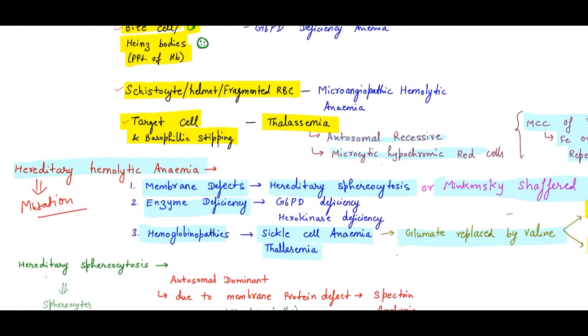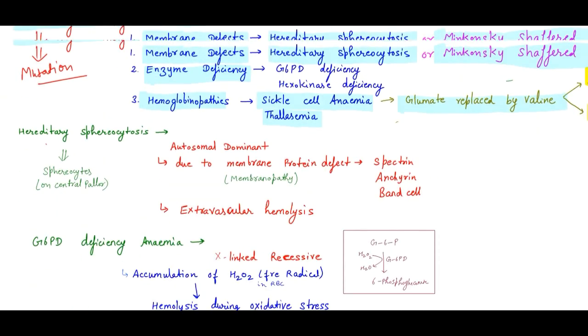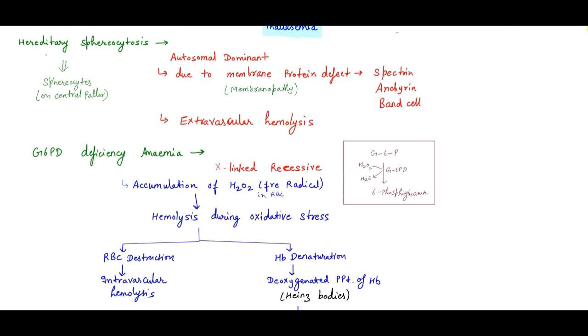Then next we have hereditary spherocytosis. Let's discuss hereditary spherocytosis and G6PD. Remember, hereditary spherocytosis is autosomal dominant, due to a membrane protein defect. Which membrane protein? Spectrin provides the shape of the RBC, and ankyrin and band 3. So remember, hereditary spherocytosis is due to defects in the RBC membrane proteins spectrin, ankyrin and band 3.